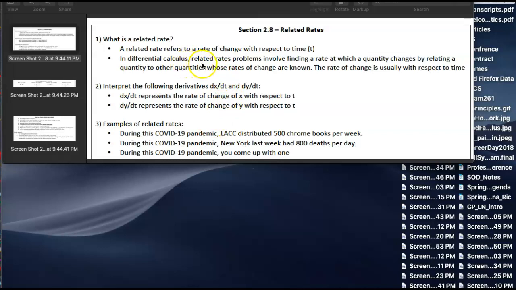In differential calculus, related rate problems involve finding a rate at which a quantity changes by relating another quantity to others whose rates of change are known. The rate of change is usually with respect to time, a high percentage of the time. So dx/dt represents the rate of change of x with respect to time. dy/dt represents the rate of change of y with respect to time.